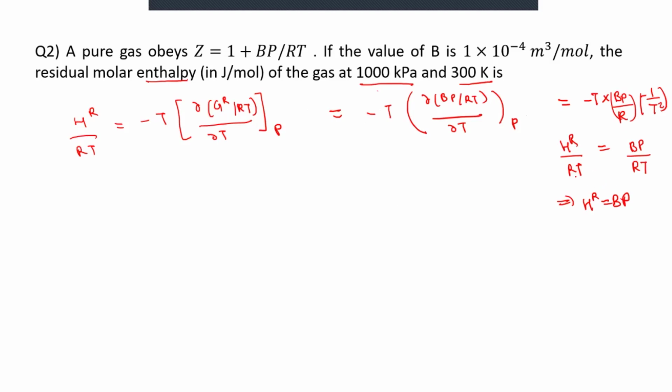Now at this temperature and pressure, we have HR equals to 10 power minus 4 meter cube per mole into pressure is 10 power 3 into again kilopascal, so 10 power 6 Pascal. So this gives us 10 power 2 joule per mole, right? Okay.